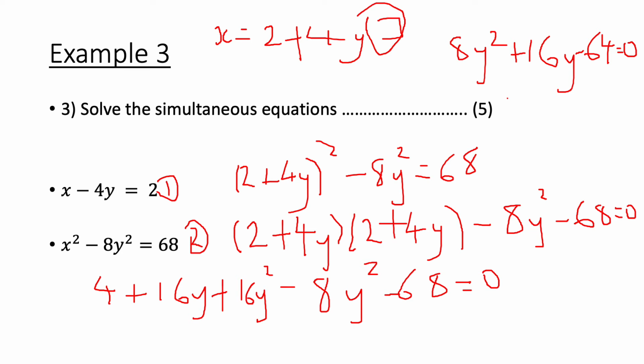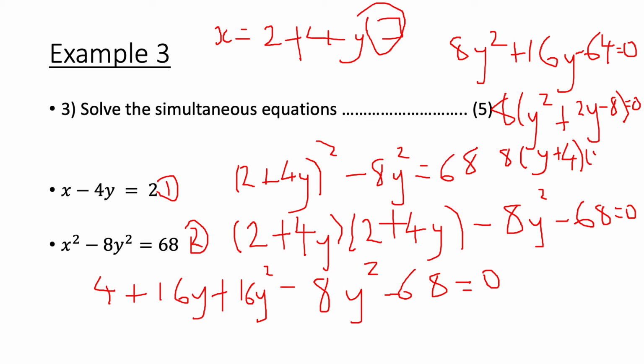I'm now going to factor out an 8 to make it a bit easier. So 8 brackets y squared plus 2y minus 8 is equal to 0. Sorry about my work being a bit squashed, guys, I apologise. Factorising that, I'm going to get y plus 4 and y minus 2. So solving, I'm going to get y is negative 4 and y is positive 2.